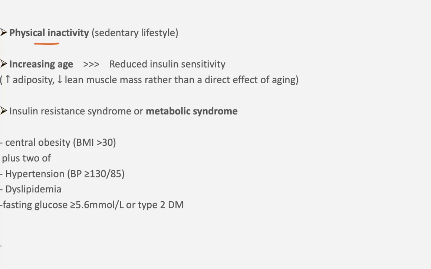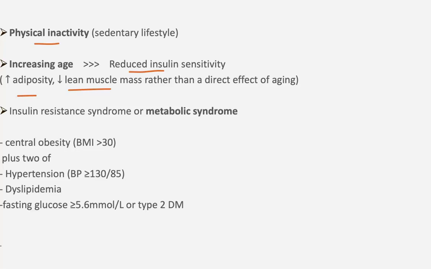And the next thing is increasing age. Studies and data from the evidence support that there is reduced insulin sensitivity with increasing age. However, this may be a consequence of increased adiposity and decreased limb muscle mass rather than a direct effect of aging.